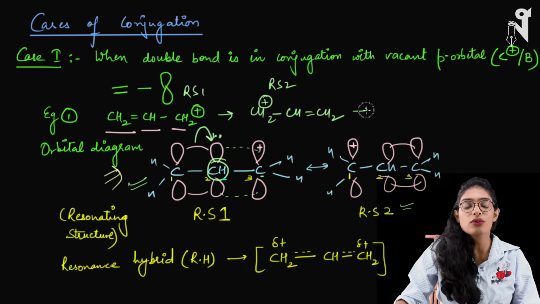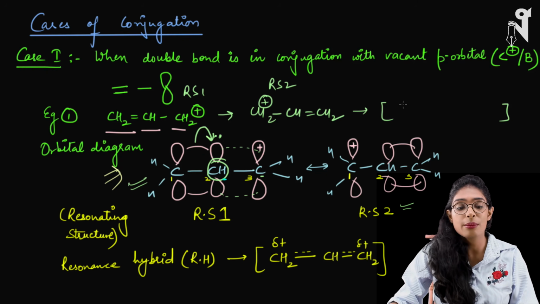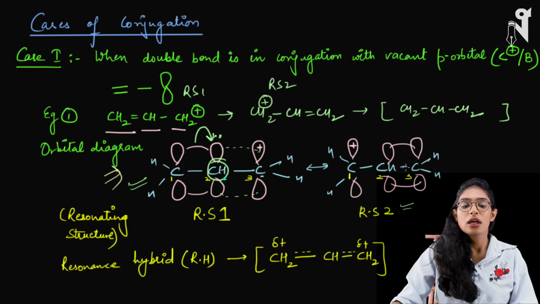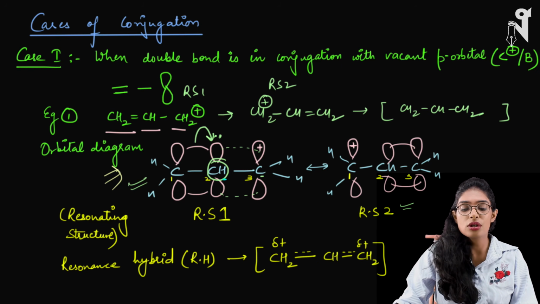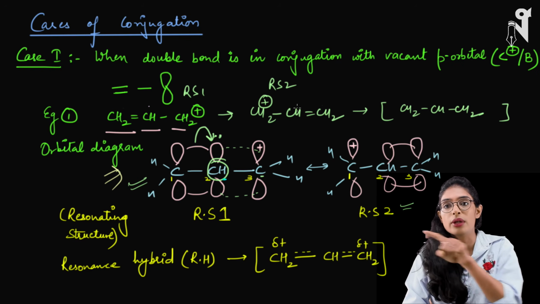If I have to combine both of these structures, just try on your own what exactly will be the resonance hybrid. The sigma bonds will not get affected. So let's write the sigma bond first. Okay, this is my sigma bond structure. Now let's see the pi bond. The pi bond in the first resonating structure is between first and second carbon, and according to the second structure it is between second and third. So basically it is there throughout the chain.